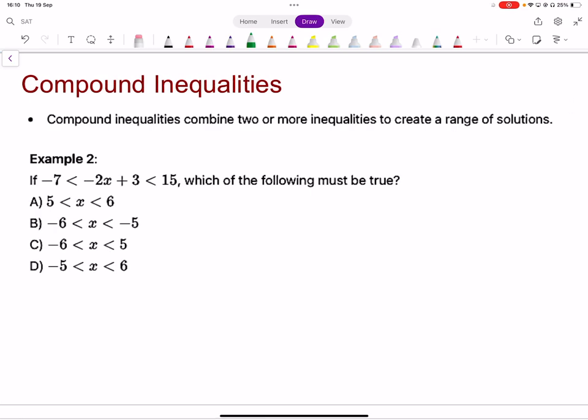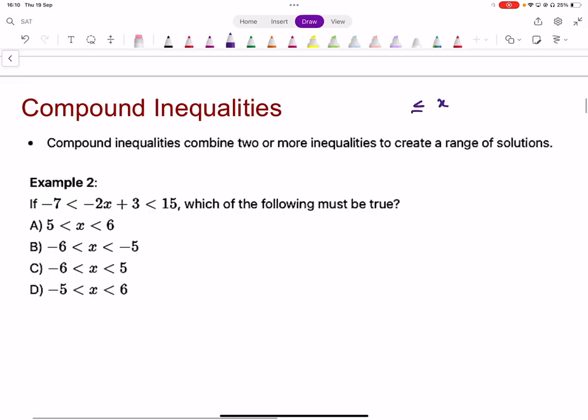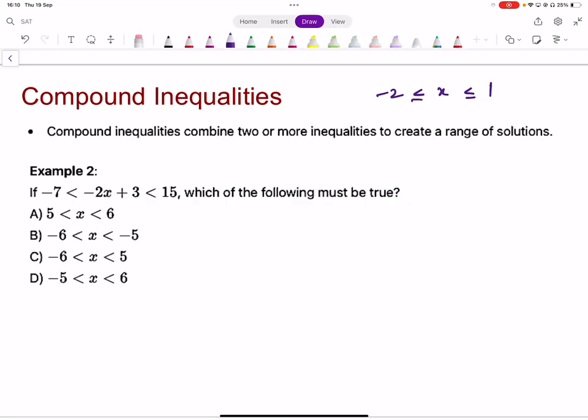Sometimes you have compound inequalities. Compound inequalities means something like this. You have two inequalities in a single line, right? It's a combined inequality or a compound inequality. This means x is between minus 2 and 1. How do you solve inequalities like these? 2x plus 3, minus 2x plus 3, that's greater than minus 7 and that's less than 15. How do you solve this?